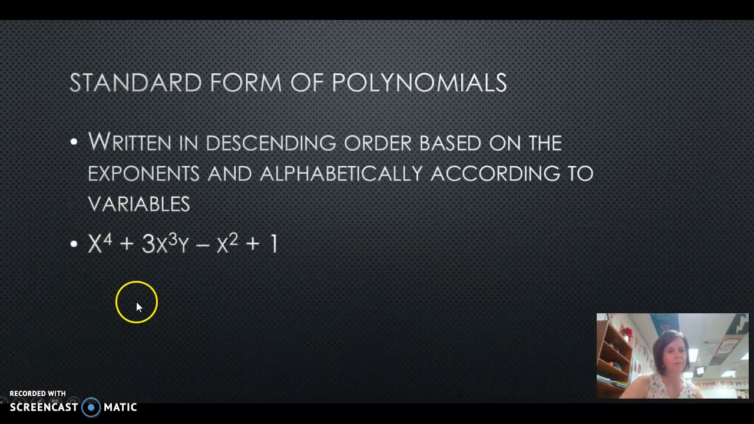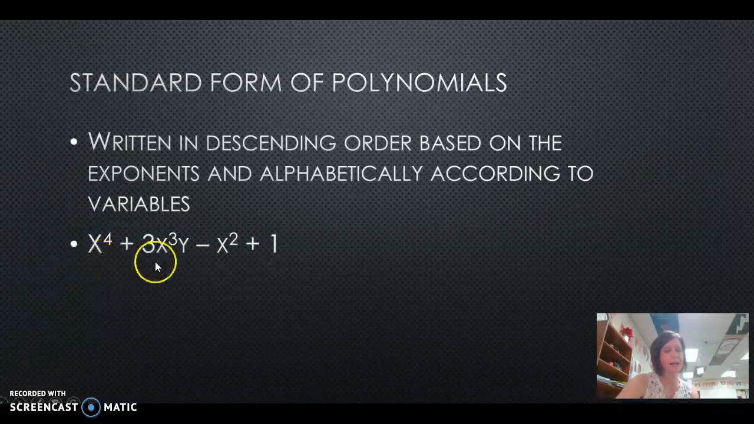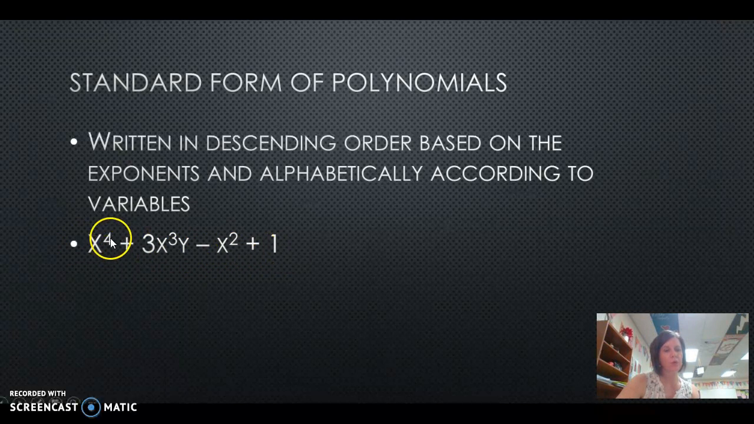So here's an example. Alphabetically, x comes before y. So we're going to start out by looking at all of the x's. And so we would have x to the fourth, then x to the third, and then x squared. This y doesn't really matter. Even if this was like y to the fifth right here, this would still be the order because x comes before y, and so we're going to look at the exponents on the x first.